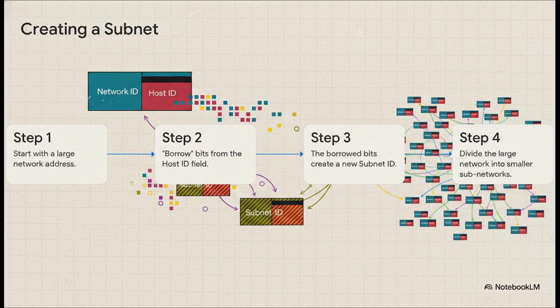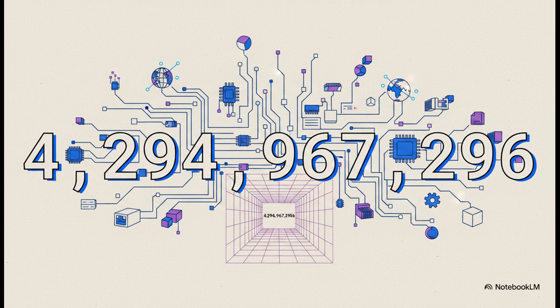So, to make all those little neighborhoods, network admins use this technique called subnetting. What they do is they essentially borrow a few bits from the house number part of the address. They use those borrowed bits to create a new little section called a subnet ID. And just like that, you can slice and dice one giant network into hundreds of smaller, more organized, and more secure subnetworks.